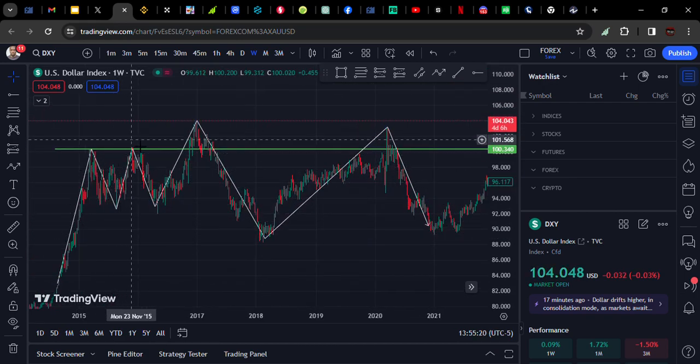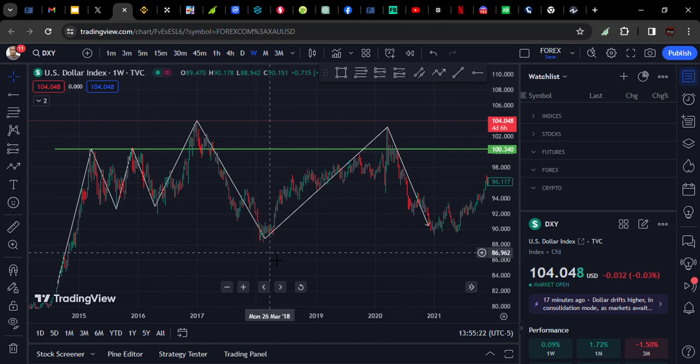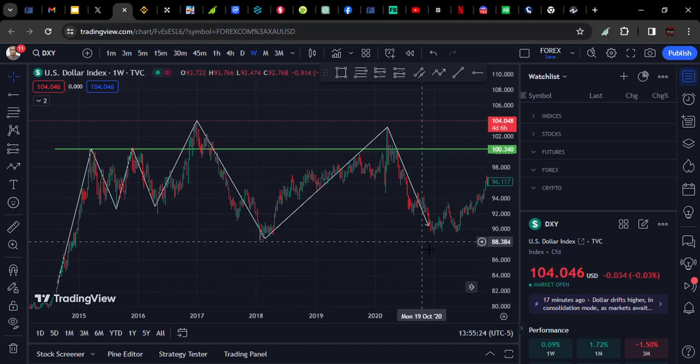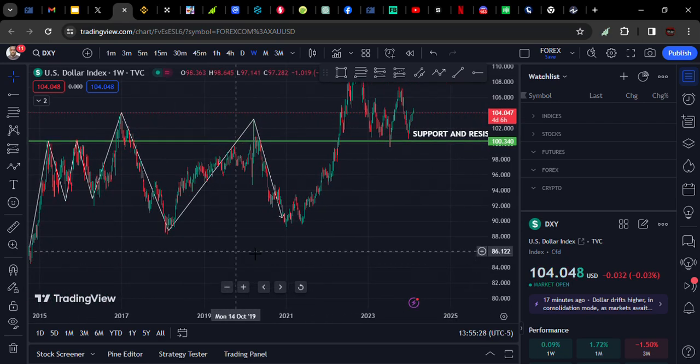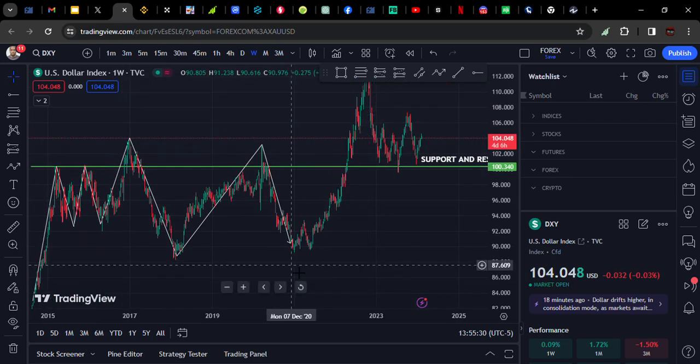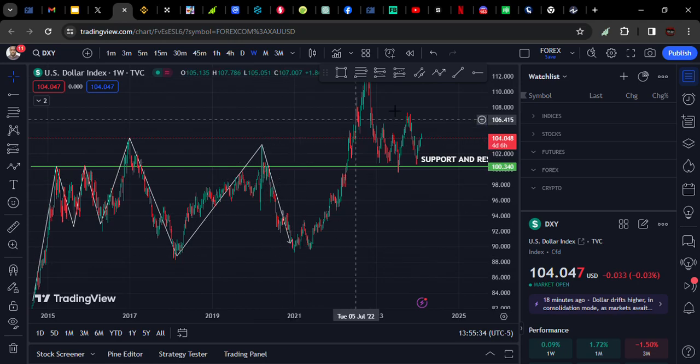So this line has been acting since 2015. Now we are in 2018, and it has been rejecting the price of US dollar. That line is very strong. That resistance is very what? Strong. So in December 2020, what now happened?